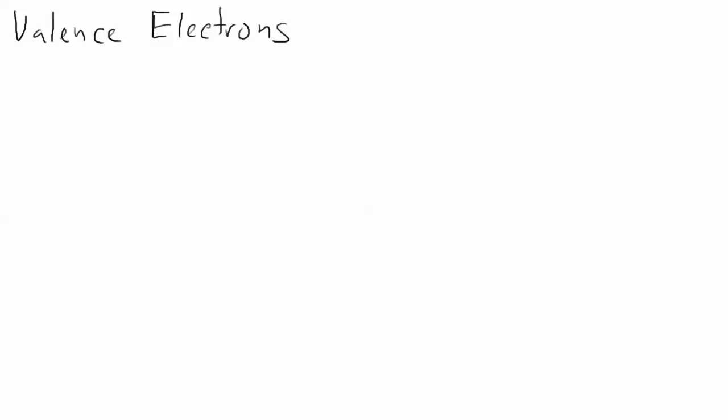So let's get going. The previous video was about the electron cloud and the configuration of the electron cloud, and we learned that the electron cloud is organized by main energy level, sublevel, and orbital. Well, the valence electrons are really about that main energy level.